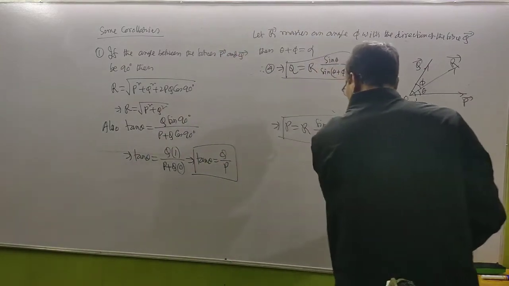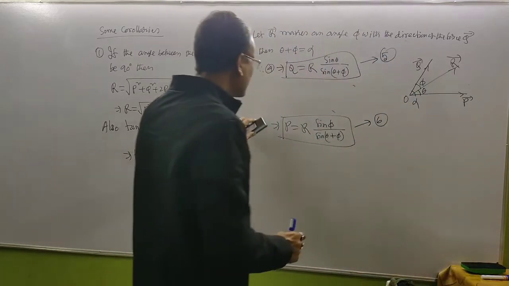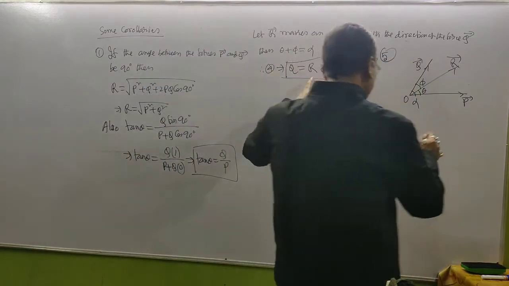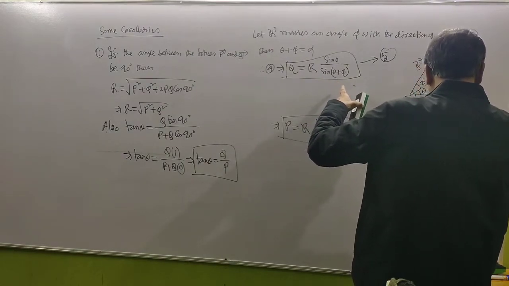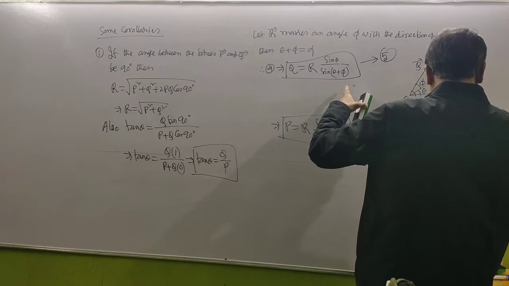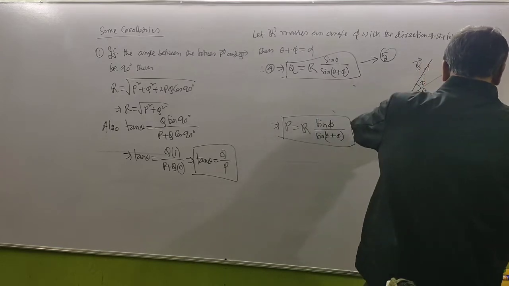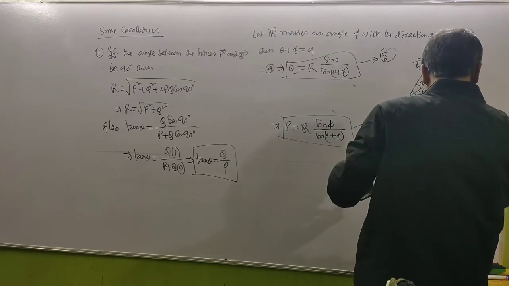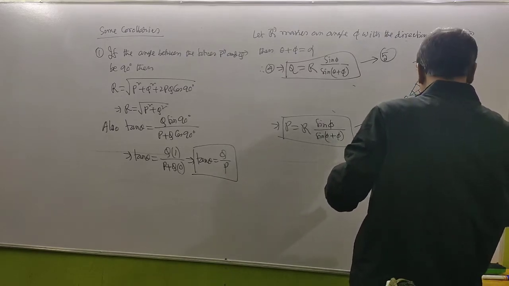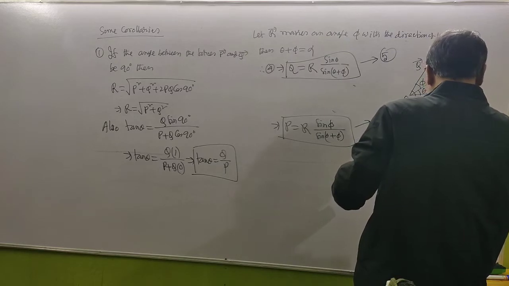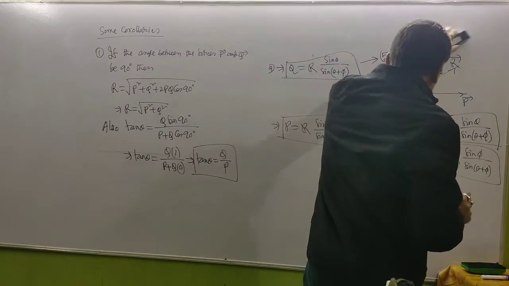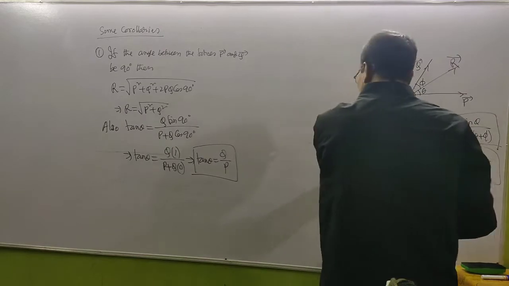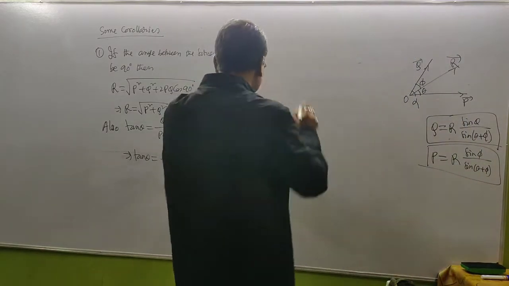Now, corollary number 2. This result, I will compare with some more results. Therefore, I am not removing this one. P equal to R sin phi divided by sin theta plus phi. This one.